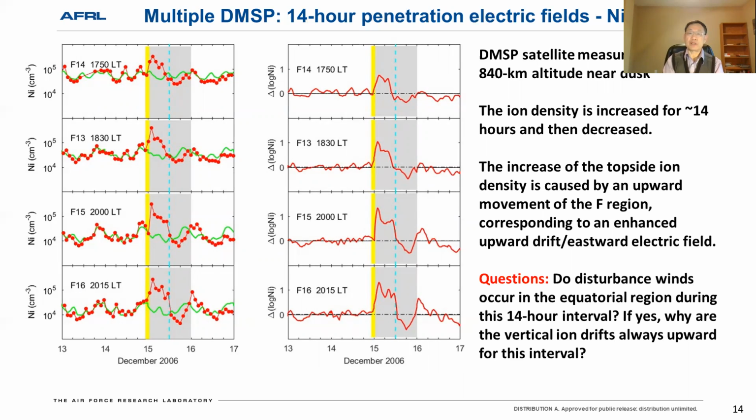The observations provide strong evidence of a continuous existence of eastward penetrating electric field for 14 hours, including 3 hours of the storm main phase and the first 11 hours of the storm recovery phase. This is the first observation of penetration electric fields for as long as 14 hours.